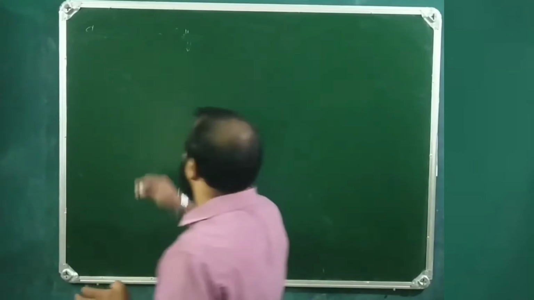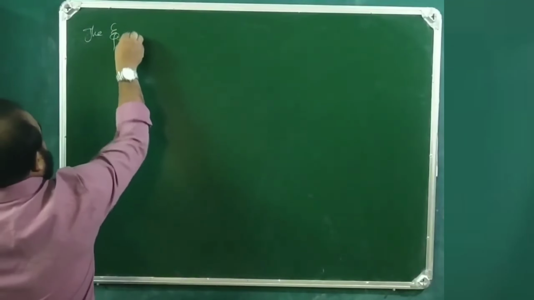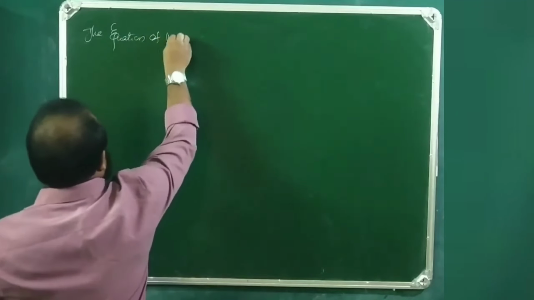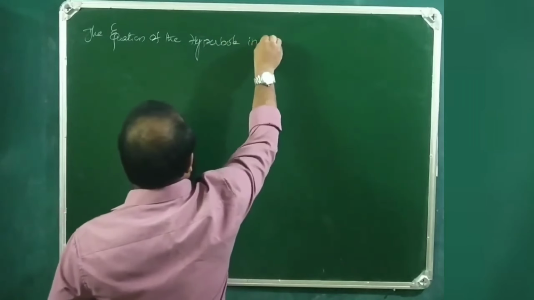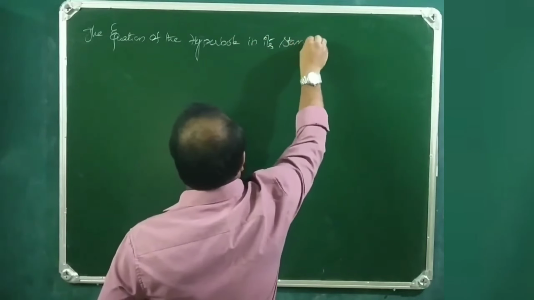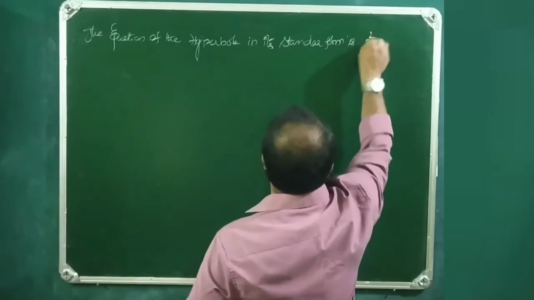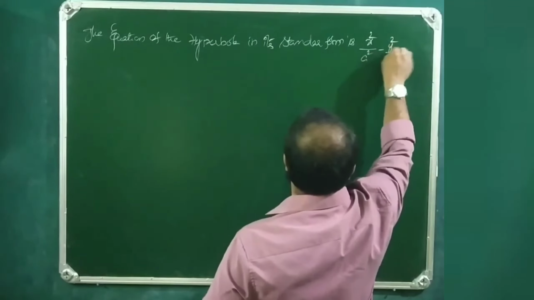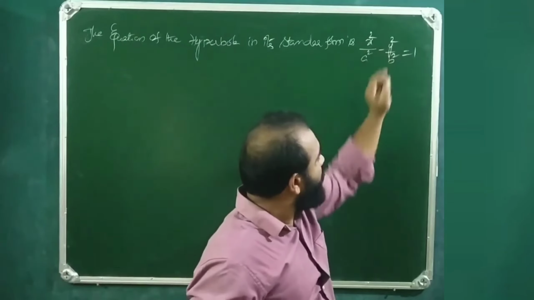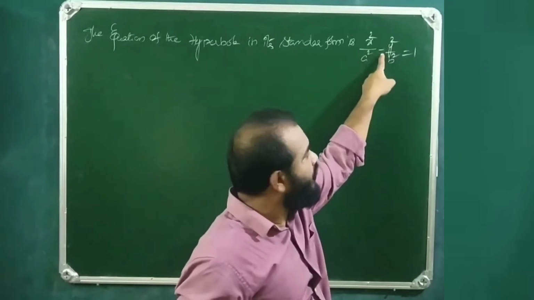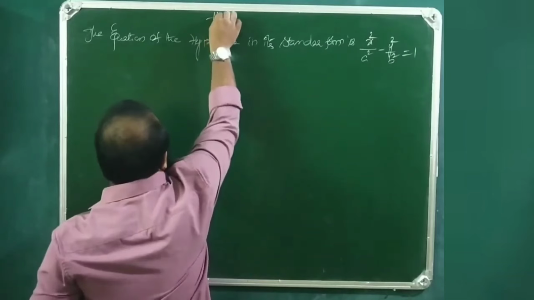So, the equation of the hyperbola in its standard form is x square by a square minus y square by b square is equal to 1. Remember, x square by a square plus y square by b square is equal to 1. In the place of minus, if it is plus, then it is an ellipse. But here this is a hyperbola.